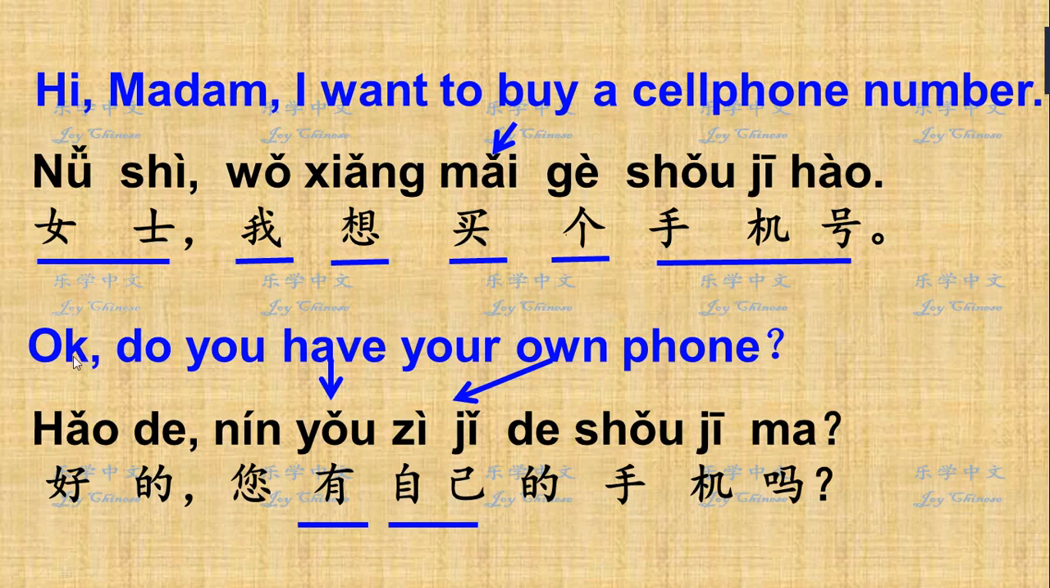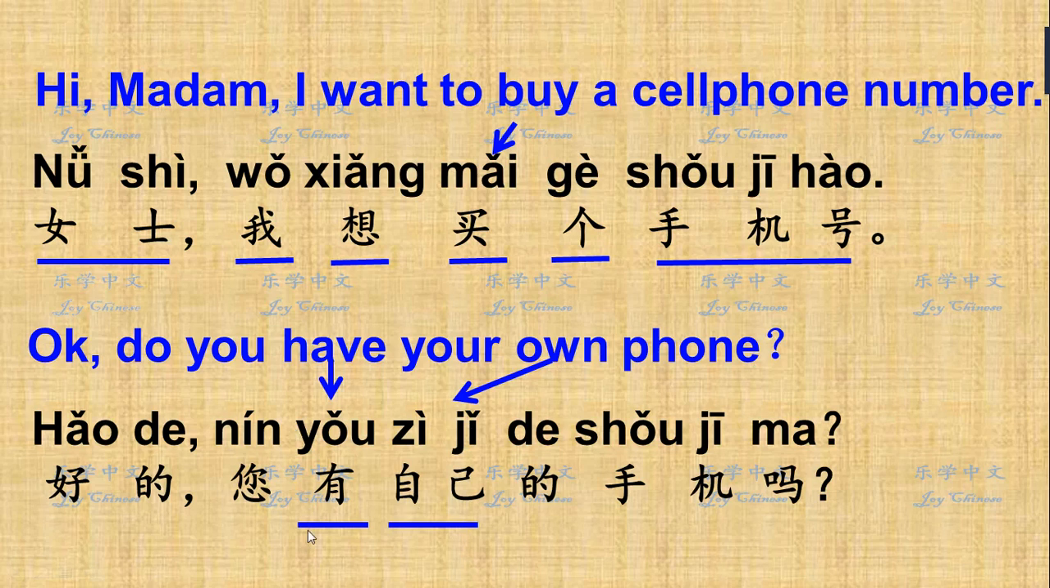Okay, then the person in the shop asks, do you have your own phone? Your own, yourself. Here is a new word. 自己, yourself, your own, 自己. If you want to say yourself, 你自己. If you want to say myself, my own, 我自己.